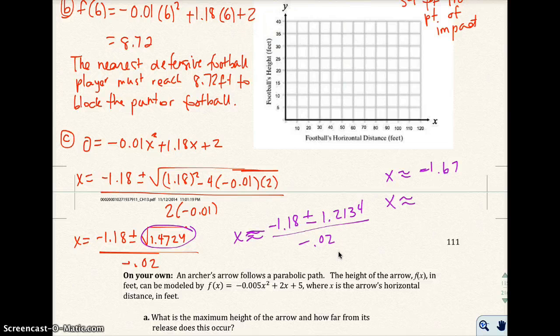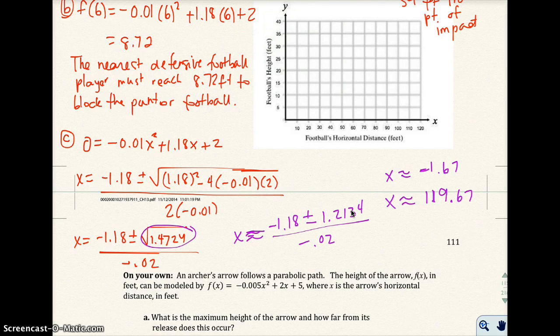Please type this in your calculator with me, because just copying out what I'm doing is not going to help, especially when you start doing your own work. So type it in and make sure you get the same answer I am. So I did the numerator. I did this negative 1.18 minus this. I got negative 2.3934. Then we divide it by negative 0.02. So I get 119.67.